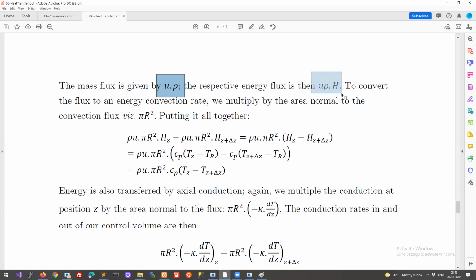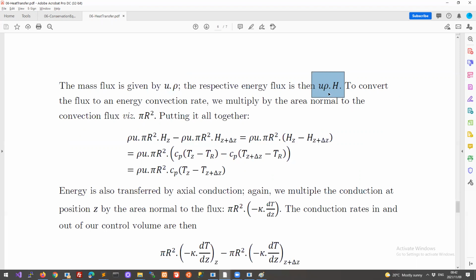In the case of energy, the flow of energy is going to be the mass flux times the enthalpy, right? So this is an estimate of the flux of the energy due to convection. Because the fluid is moving, because the fluid is in flow, it's carrying energy around. So that's our enthalpy flux, our energy flux, right?